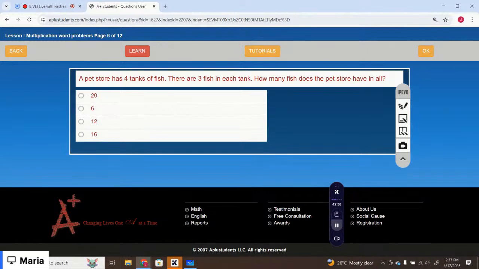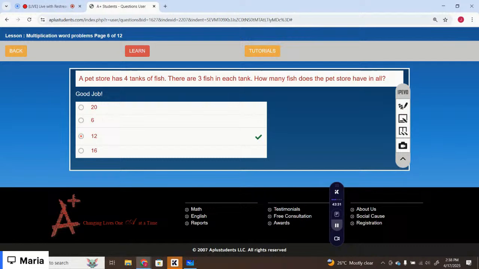A pet store has four tanks of fish. There are three fish in each tank. How many fish does the pet store have in all? So, which is the correct option? That is 3 times 4 equals 12. Option number 3 is the correct option.